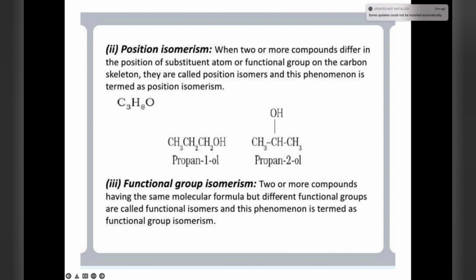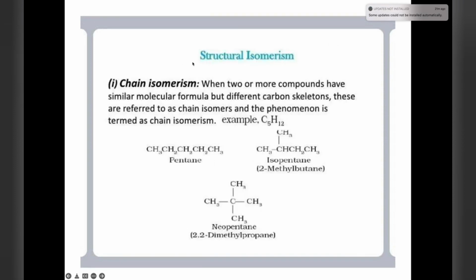Then functional group isomerism: two or more compounds have the same molecular formula but different functional groups, and this phenomenon we call functional group isomerism. Clear? Now, structural isomerism, so chain isomerism: two or more compounds have similar molecular formula but different carbon skeletons, they are called chain isomers, and this phenomenon is called chain isomerism.